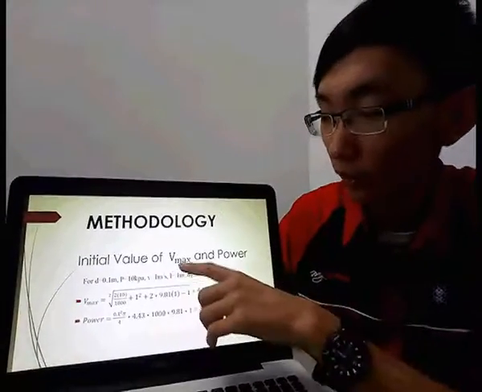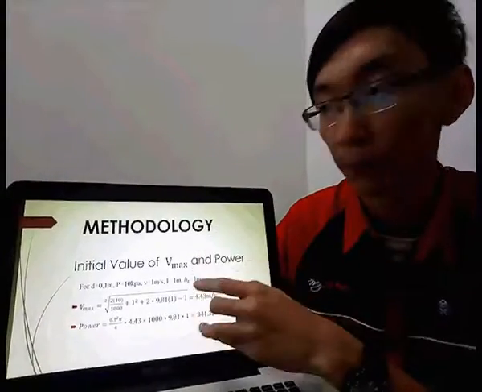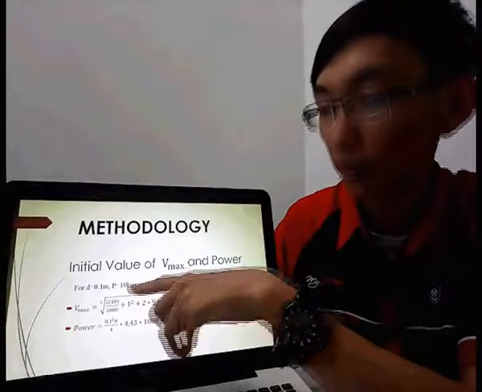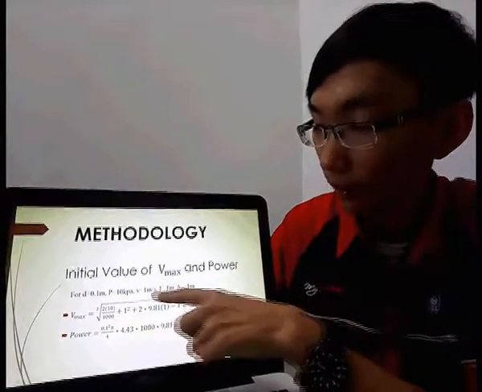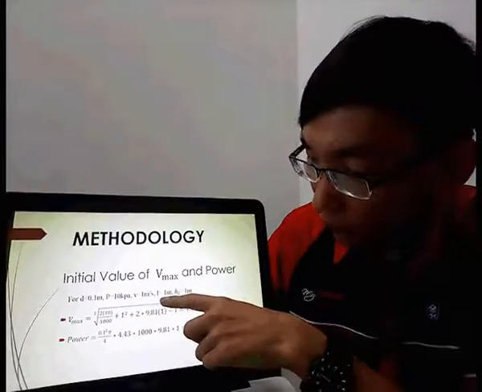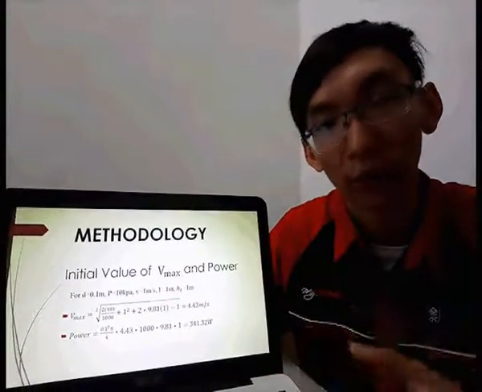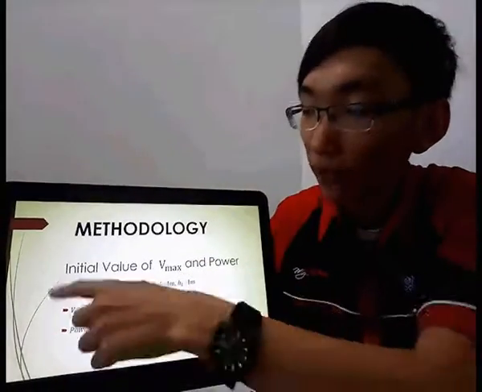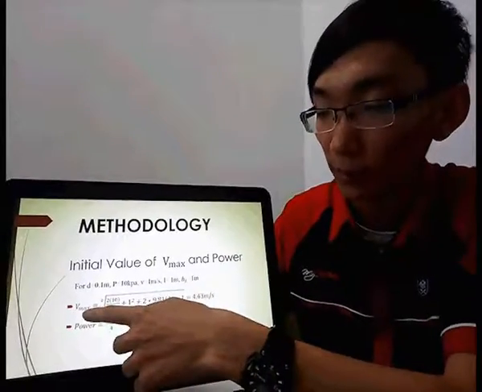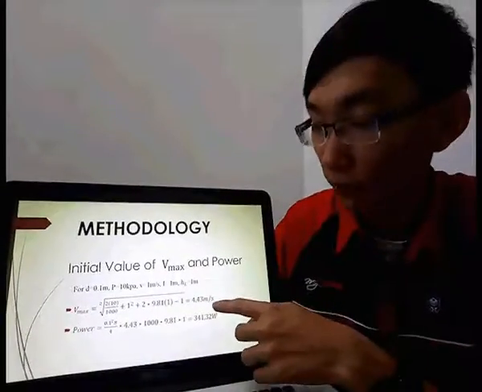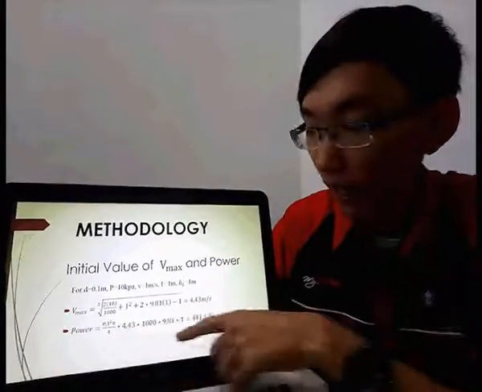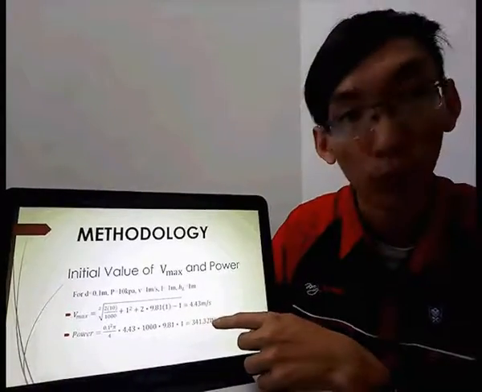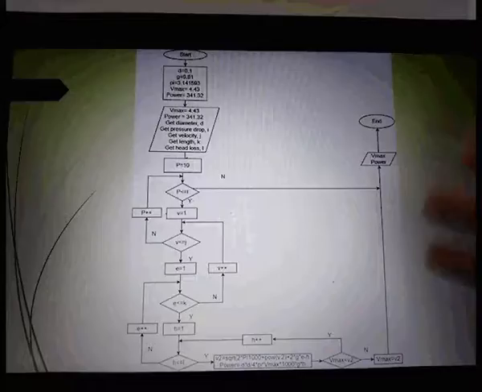For the initial values of Vmax and the power, I assume the diameter equals 0.1, the pressure drop equals 10 kilopascals, the velocity equals 1 meter per second, the distance I want to find equals 1 meter, and the head loss equals 1 meter. After substituting into both equations, I get a maximum velocity of 4.43, and substituting that into the power equation, I get a power of 341.32 watts.